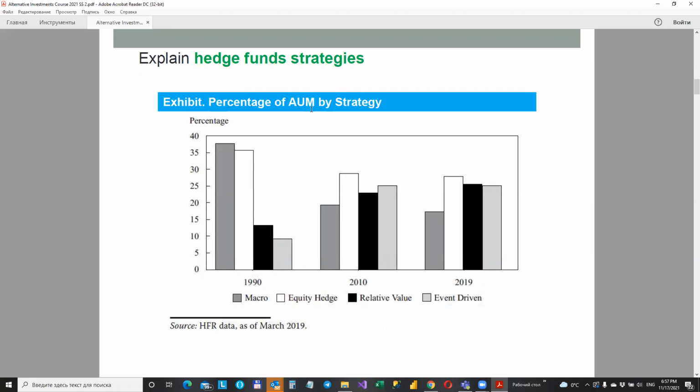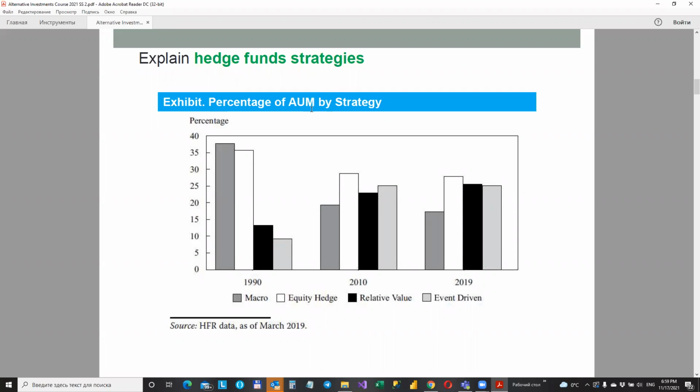Again, Hedge Fund Research Incorporated classifies hedge funds under 4 broad categories: event-driven, relative value, macro, and equity hedge. As of March 2019, hedge fund assets stood at approximately 3.2 trillion. And this table shows the approximate percentage of hedge fund assets under management by strategy, according to Hedge Fund Research, for the periods 1990, 2010, and 2019. Based on these assets under management measures, event-driven and relative value strategies have grown in popularity during the last 30 years, while macro and equity hedge funds have declined. And that's all proof of what I said before.